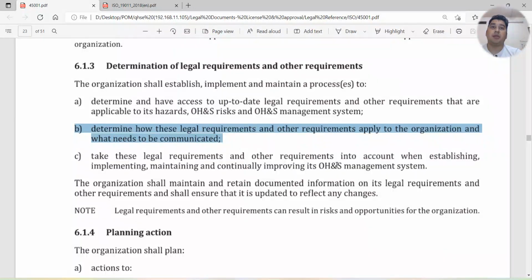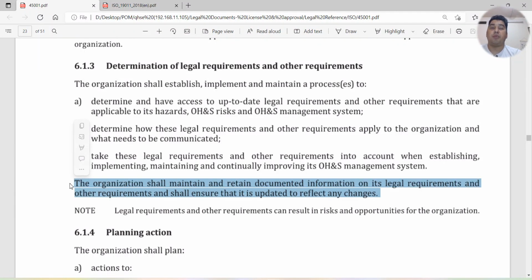Take these legal requirements and other requirements into account when establishing, implementing, maintaining, and continually improving its OHS management system. The organization shall maintain and retain documented information of its legal requirements and other requirements and shall ensure it is updated to reflect any changes. So you can make a documented information. How you can make it, as I said, you can make an Excel sheet. In the Excel sheet, you can maintain all these requirements, and these requirements you need to update from time to time.